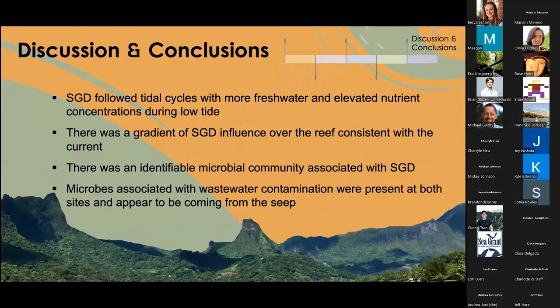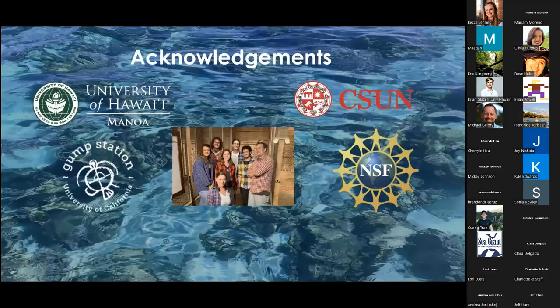So my final discussion and conclusions: the submarine groundwater discharge followed tidal cycles, with more freshwater and elevated nutrient concentrations during low tide. There's a gradient of SGD influence over the reef that was consistent with the current. And there's an identifiable microbial community that was associated with the SGD. And the microbes associated with wastewater contamination were present at both sites and appeared to be coming from that seep, leading us to believe that some of those nutrients and pathogens could be from residential communities.